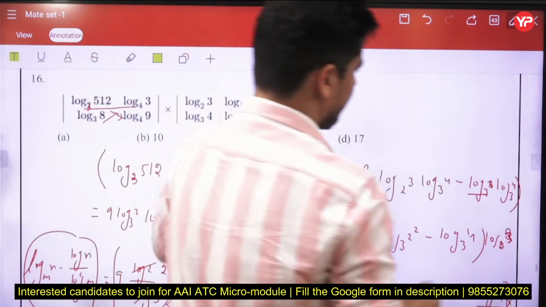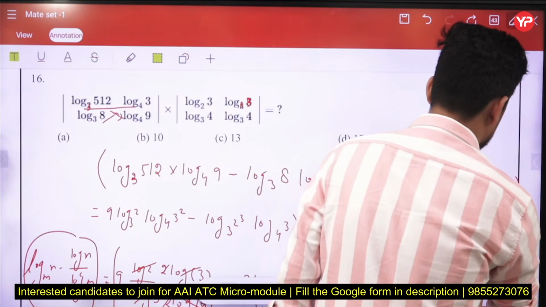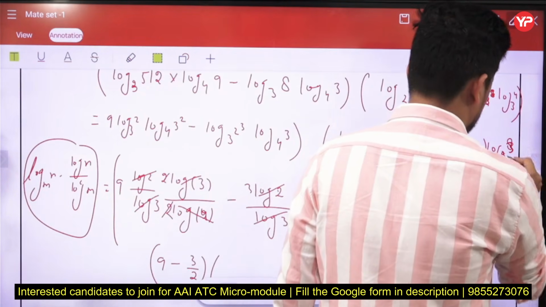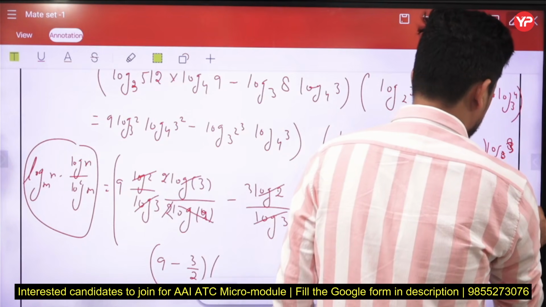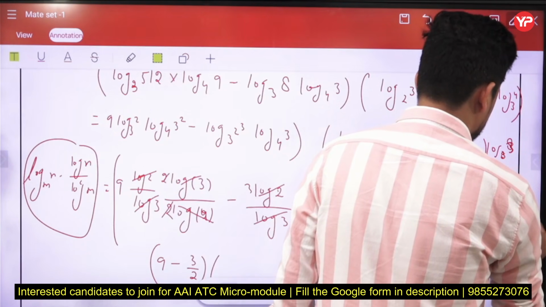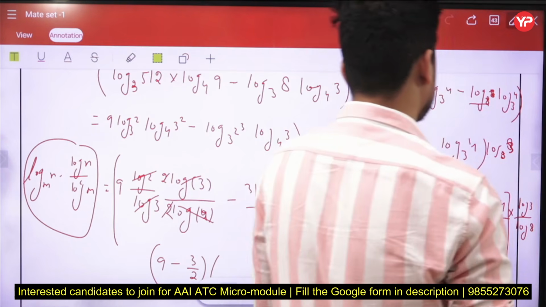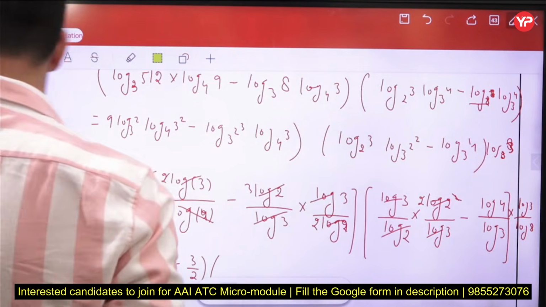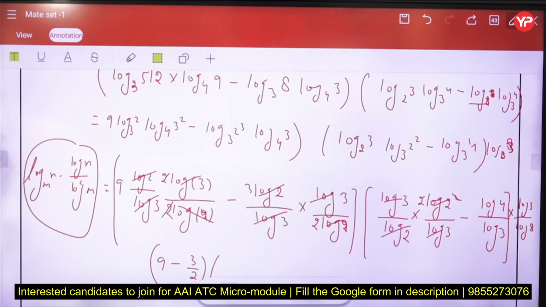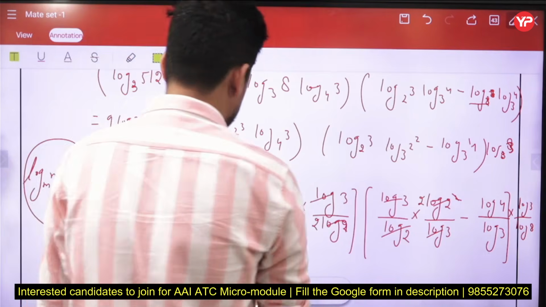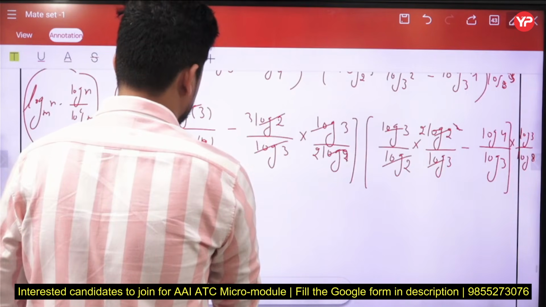8 base 3. So we can write it, log of 8 base 3, right? Log of 3 divided by log of 8, like that. You can solve it now. So further, when you solve it, log of 8 is written as 2 raised to power 3. So that is 2 minus 2 by 3.